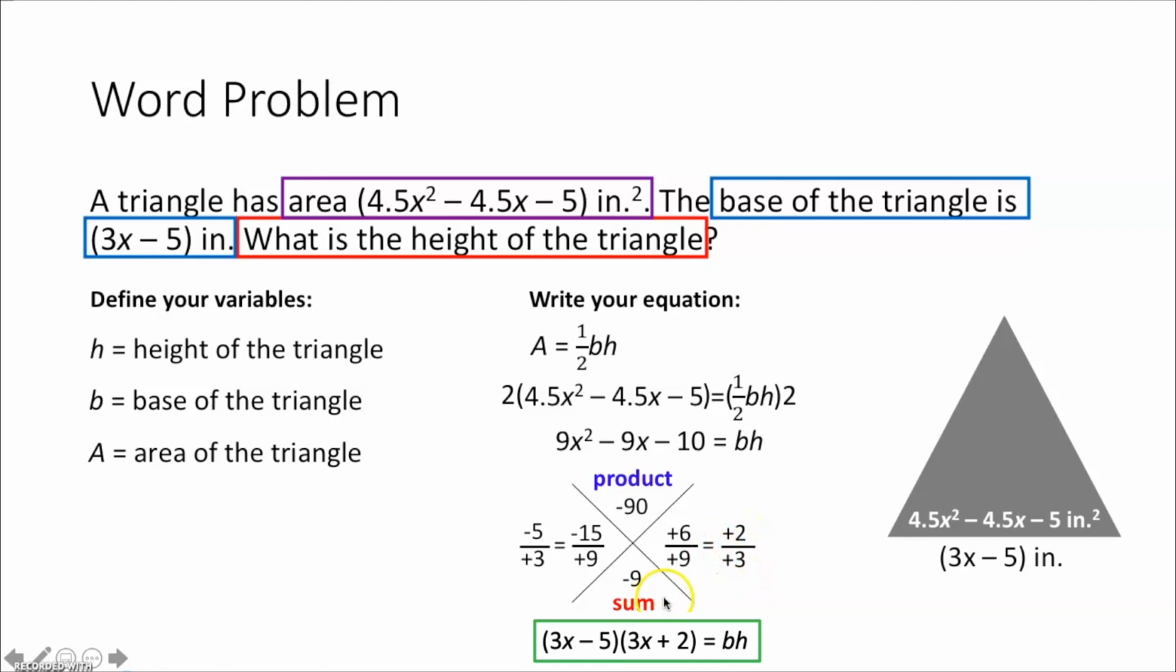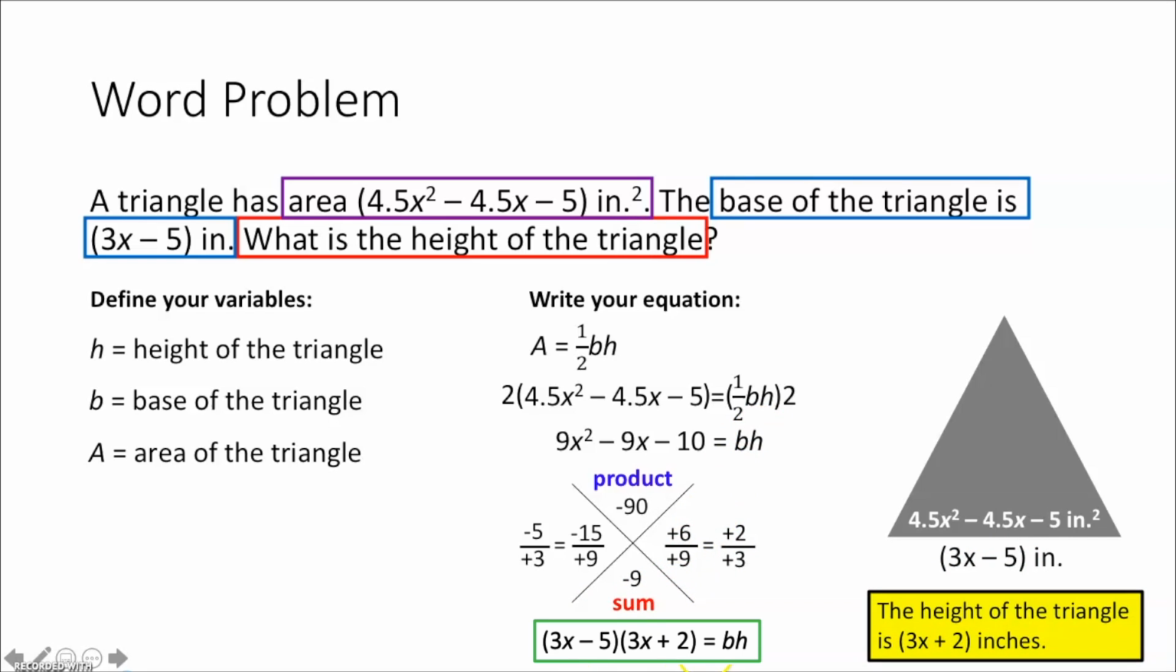Now, it worked out exactly like we said. This is equal to base times height, right? Which means that the base, 3x minus 5, is one of the parentheses. So the other set of parentheses would then be the height. So we know our height must be 3x plus 2 inches. And you're done.